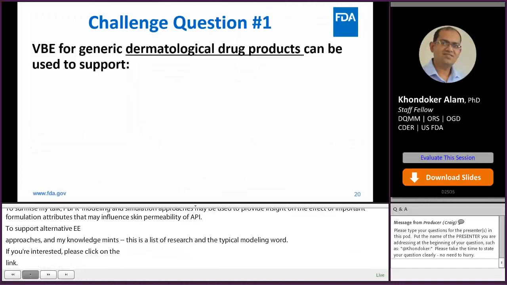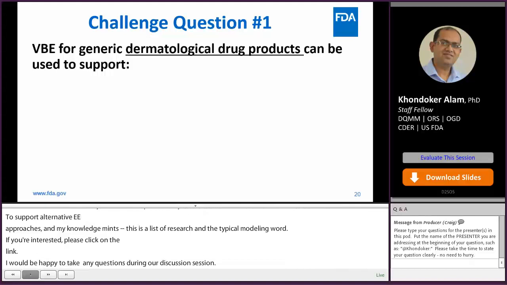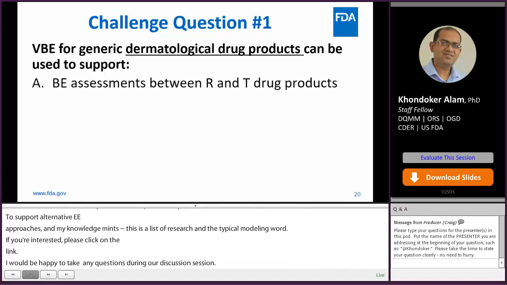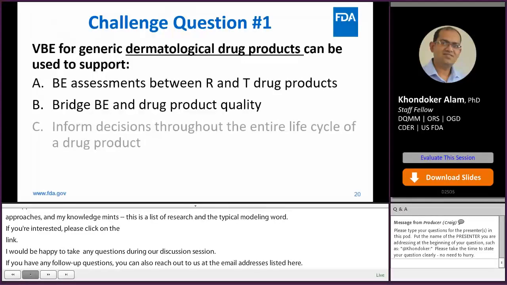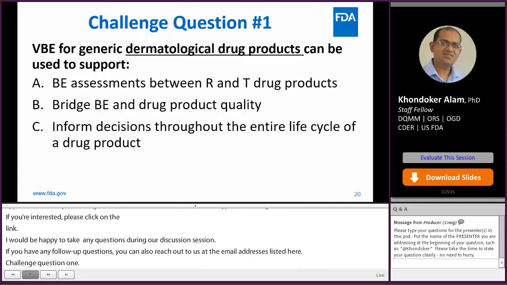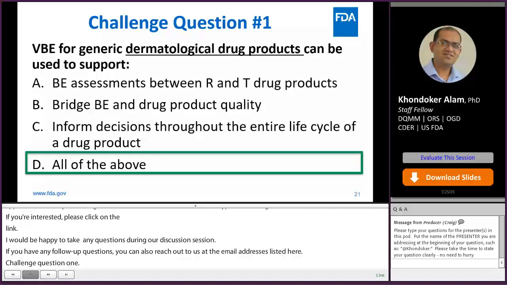Challenge question 1. Virtual bioequivalence for generic dermatological drug products can be used to support bioequivalence assessment between reference and test drug products, bridge bioequivalence and drug product quality, inform decisions throughout the entire life cycle of a drug product. All of the above? The answer is all of the above.